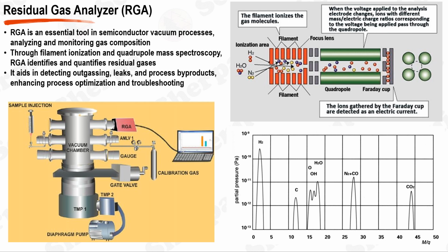The quadrupole mass filter separates the ions based on their mass-to-charge ratio, allowing the identification and quantification of different gas species present in the vacuum environment. The data analysis interface receives and processes the ion signals, providing real-time feedback on the gas composition and concentration.